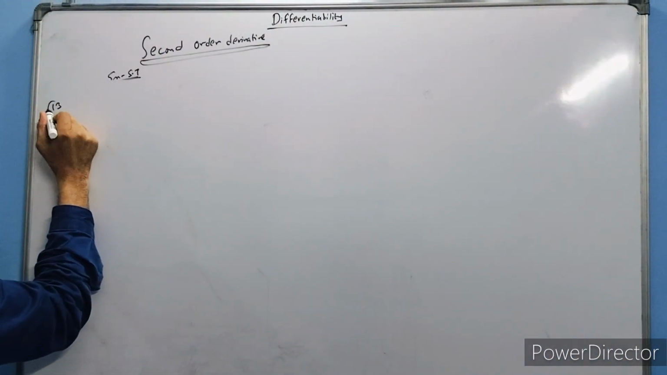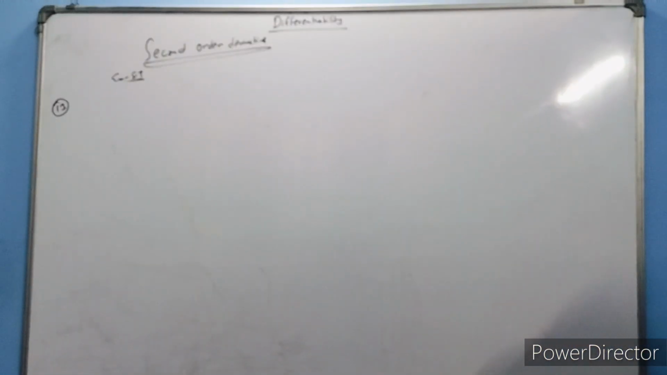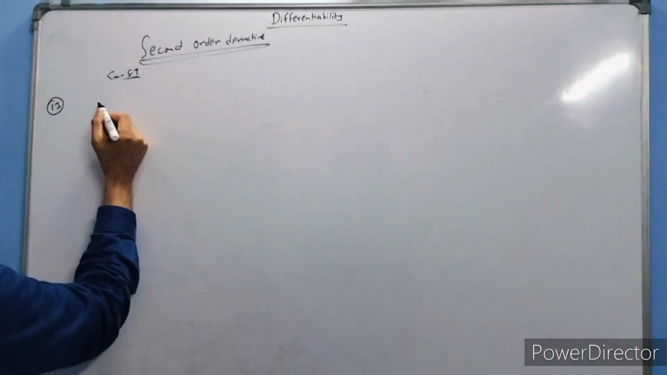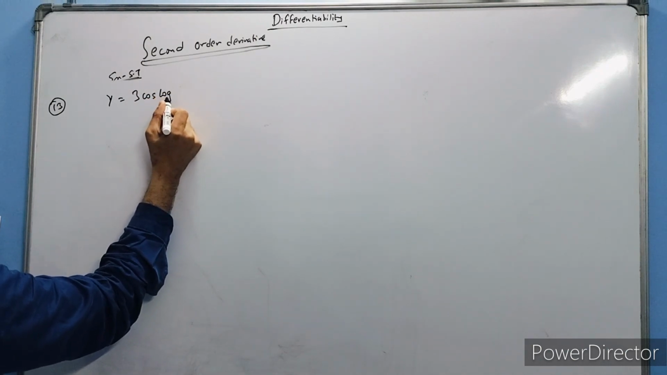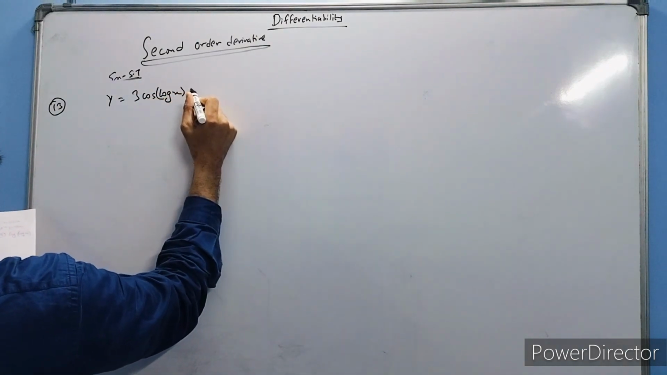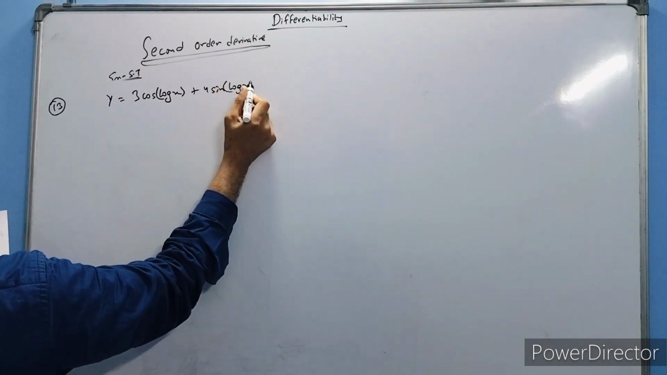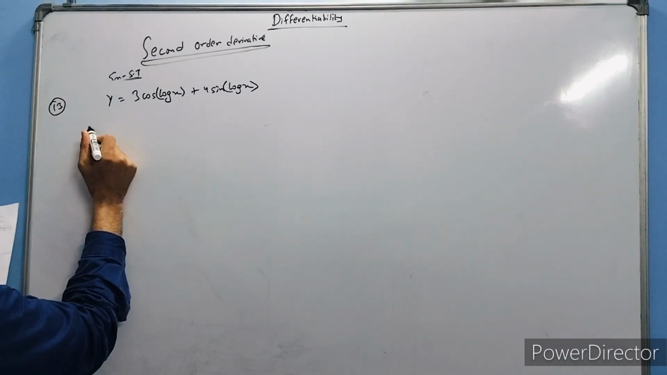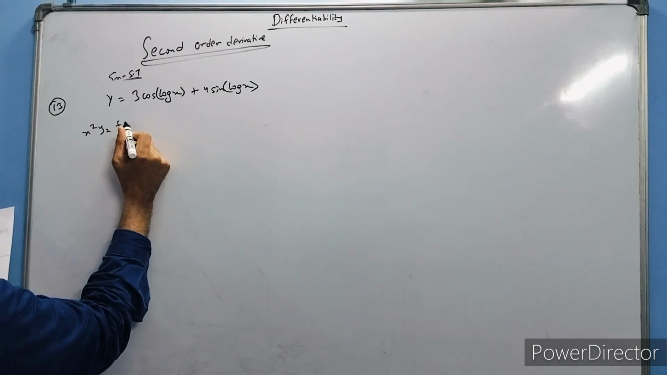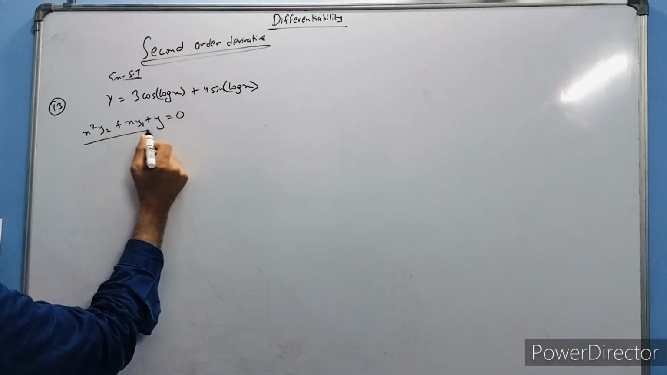So the 13th question says, if y is equal to 3 cos log x plus 4 sin log x, we need to show that x square y2 plus x y1 plus y is equal to 0.